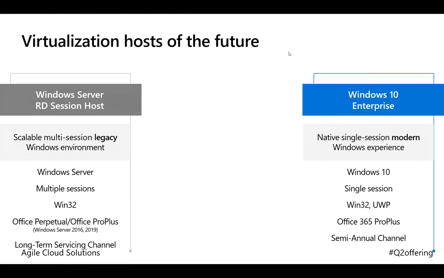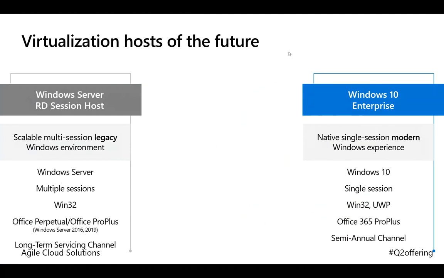You have Office Perpetual or Office Professional Plus. This is a specific license that you procure for giving Windows and Office remotely. And you use something called an LTSC release of Windows 10, which is not very frequently going to be updated.